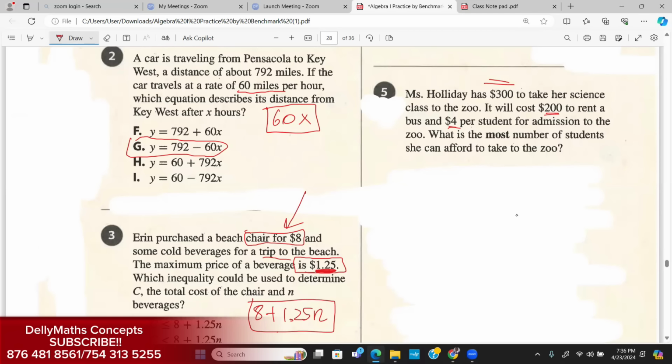All right, so there are multiple ways you could do this. You could do it a very simple way by saying, listen, I have $300. Let us take out the bus money. If I take out the bus money, I have $100 to spend on admission. So if I divide this by 4, because it's $4 per student, it tells me that my maximum number of students is 25. We could also set up a system and work it, but we could deal with it this way. So the maximum number of students is 25.